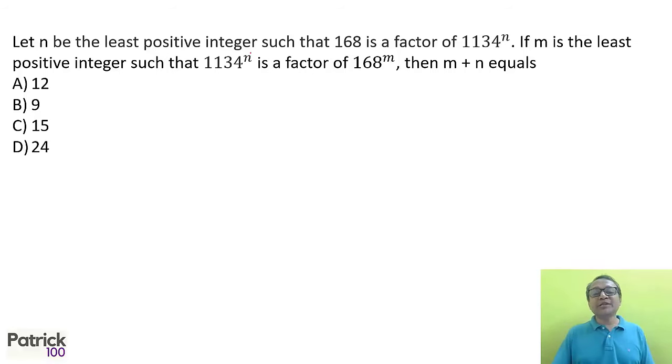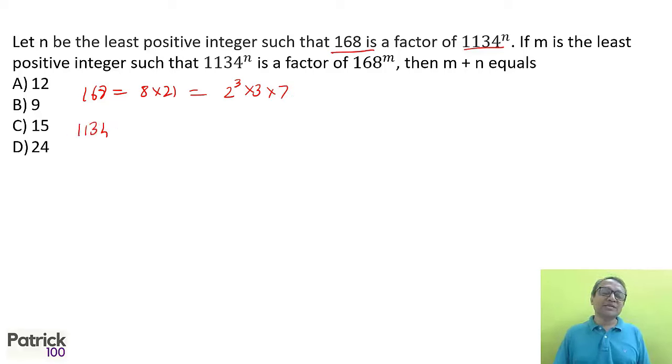Next: let n be the positive integer such that 168 is a factor of 1134 raised to n. So I have 168, which goes in 8, 8 into 21, and 21 is 3 into 7. So it comes to 2 cube into 3 into 7. If you look at 1134, the sum of digits is 9, so it goes in by 9. 9 1s are 9, 9 2s are 18, 9 6s are 54.